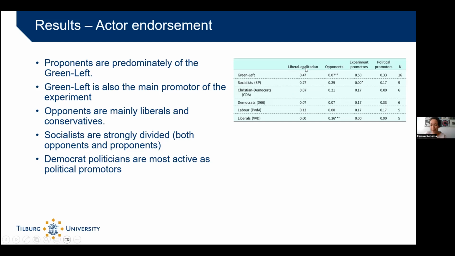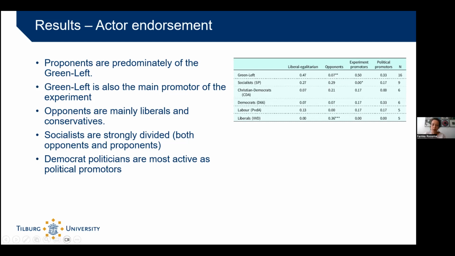And then when we look at the actor endorsements, we see that proponents, so this is proponents, it says liberal egalitarian, but the proponents are especially from the green left and also the socialists. And the green left politicians are also the most active in promoting the experiment. So this is really what we know also from the other literature on political endorsement of UBI. And the opponents are mainly liberals and conservatives, which is also not a surprise. And the socialists, and this is also not a surprise, are strongly divided. So you find socialists among the opponents and also among the proponents of UBI. So it really splits the political left, so to say.